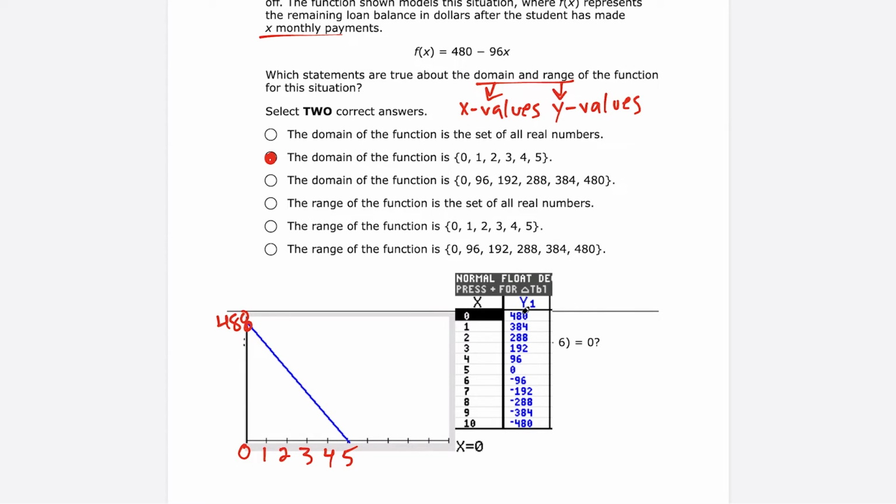And now for the range, notice that it's going from 480 down to 0, but it's going down by 96 each time. So these are the y values that we have to look for. And if we scan the answer choices, we could see that all of the y values show up in the last answer choice here. We have 0, 96, 192, 288, 384, and 480 is the set of all the y values in the range. So these are the two correct answers.